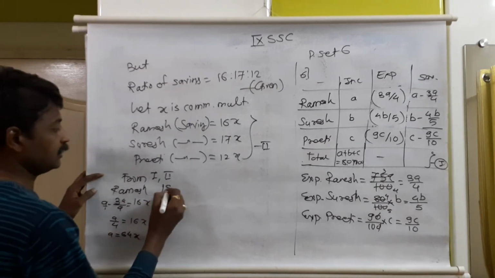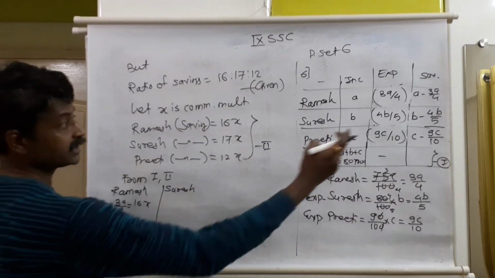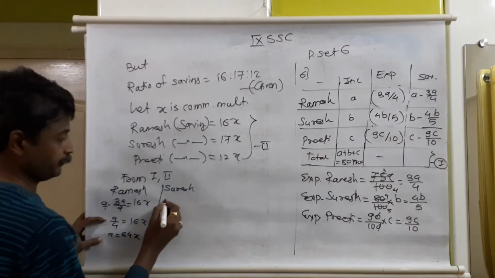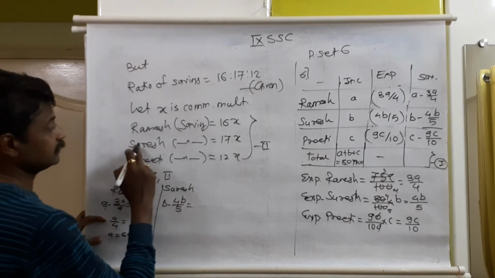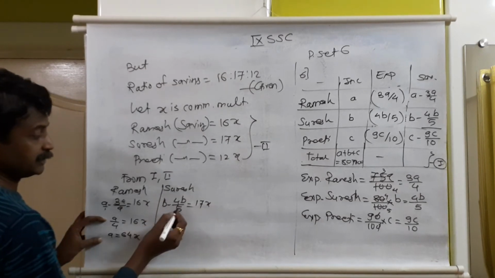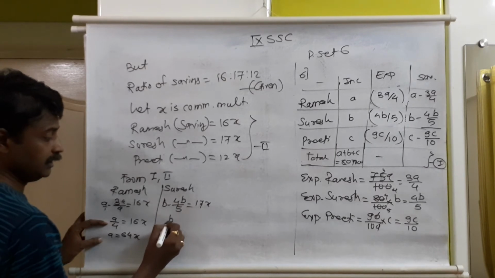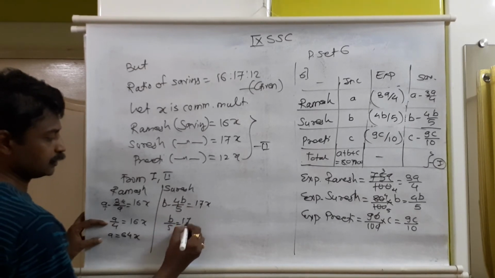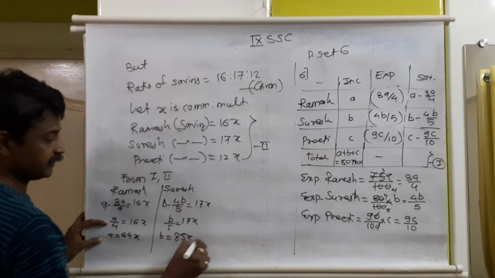Same way for Suresh. What is for Suresh? For Suresh, the saving is B minus 4B upon 5, and his saving is in the form of x, 17x. This can be simplified as 5b minus 4b, it remains 1b upon 5, which is equal to 17x. So b is equal to 17 fives, 85x.